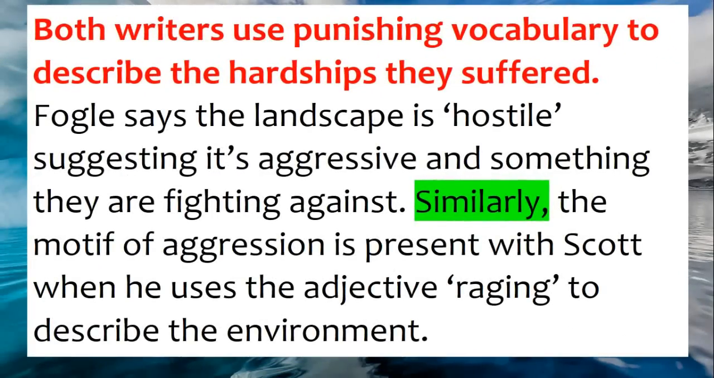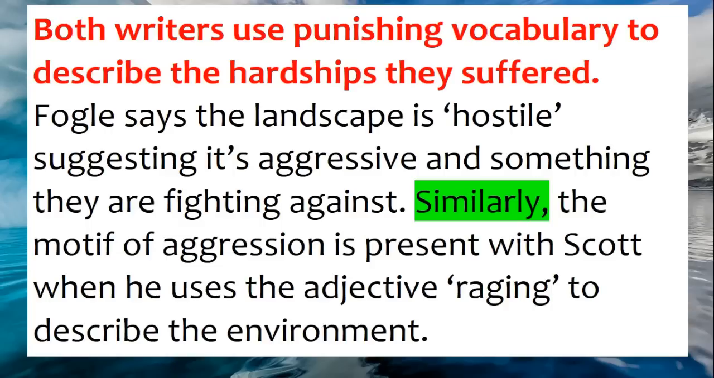So let's go through a few points we're going to make. Each time I'm going to say both writers say something, then I'm going to give a quote from each one, and I might say that both writers say something, however they do it in different ways or in the same way. So both writers use punishing vocab to describe the hardships they suffered. That's the point I'm making. Fogle says the landscape is "hostile", suggesting it's aggressive and something they're fighting against. Similarly, the motif of aggression is present with Scott when he uses the adjective "raging" to describe the environment.